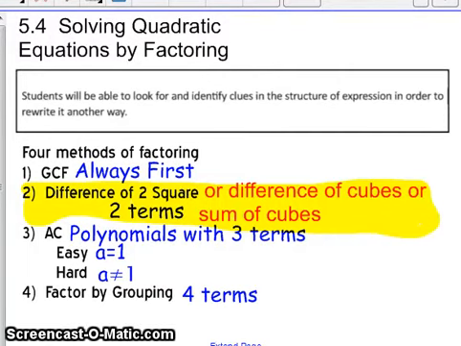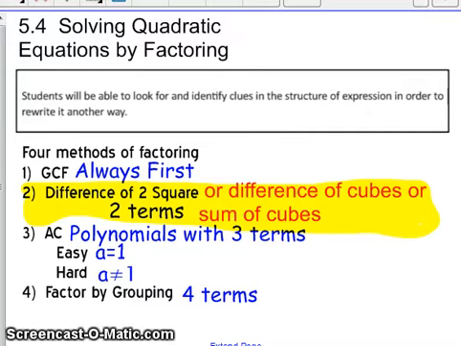Today is November 19th. This is period 2. And today we are doing sum and difference of cubes. So these are two methods additional to factoring polynomials with two terms.